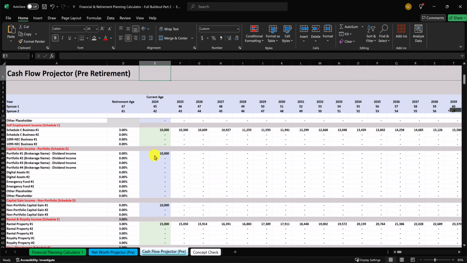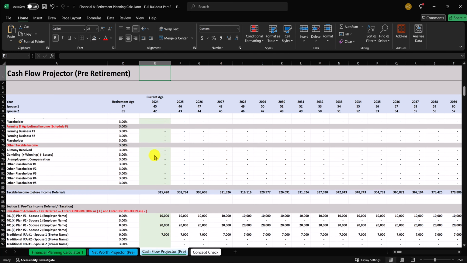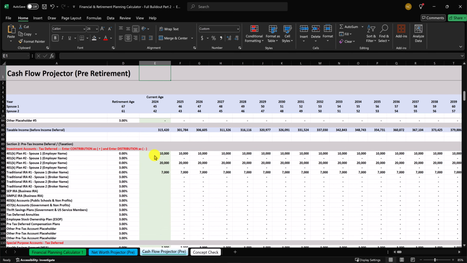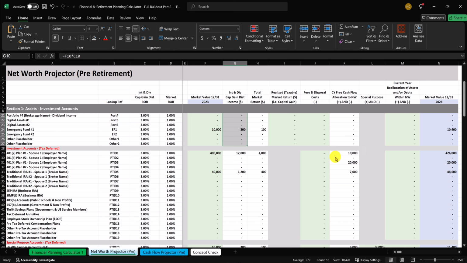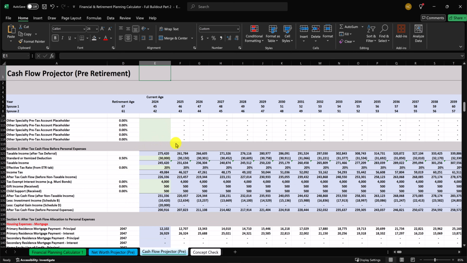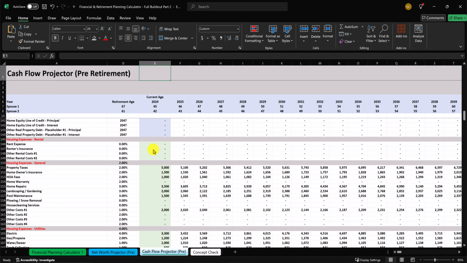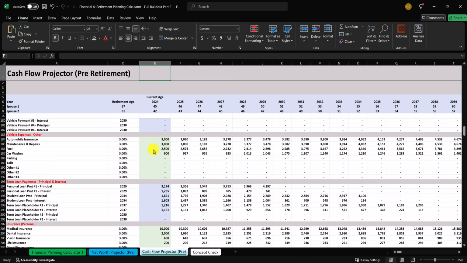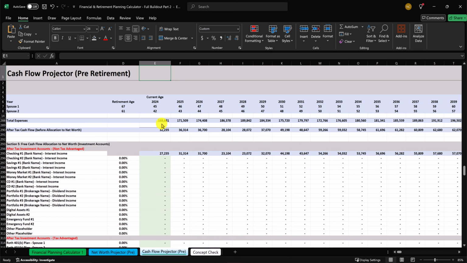We will also have items in this column that go directly from the cash flow projector over to the net worth projector. For example, right here we have a $10,000 pre-tax contribution to a 401k. Well, that $10,000 needs to come right over here and be included in this 401k account so it can ultimately be included in our net worth. And then back over here on the cash flow projector, we will walk through our tax calculation right here. We will start allocating our after-tax cash flow to all of our personal expenses down here in all of these sections. And ultimately, we will arrive at an after-tax cash flow before the allocation to our net worth, which will occur down here in section 5.